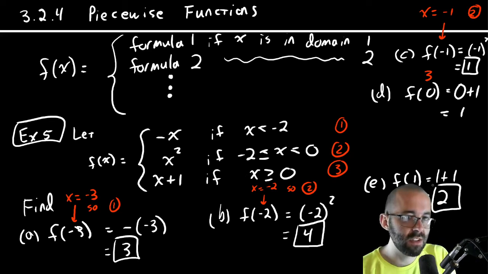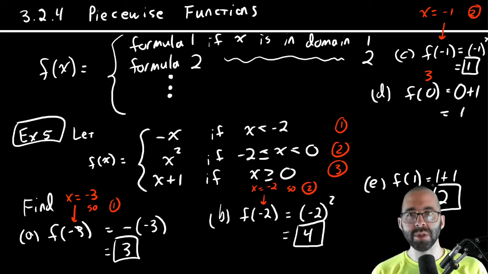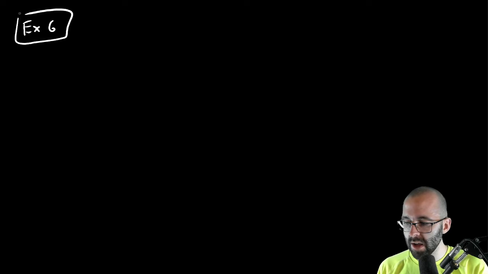And piecewise functions can cause a lot of trouble, a lot of tricks. We'll be using them more later in this video, and we have extra problems in 325. This is 324. Let's do some more with this, shall we? Example 6. Let's go the other way.